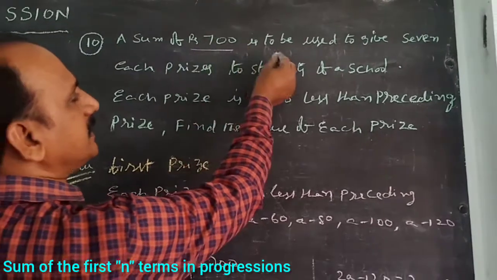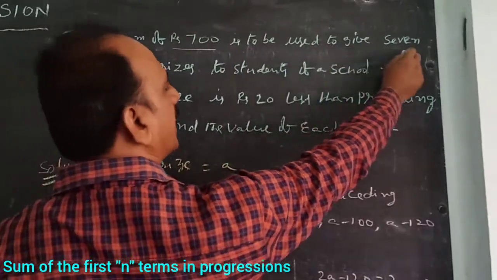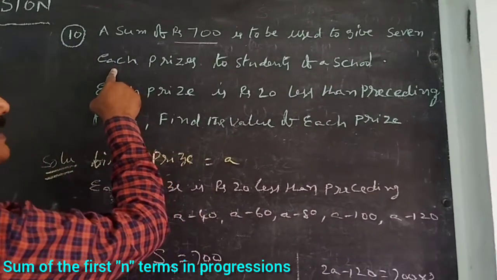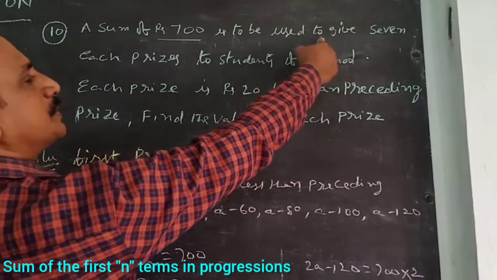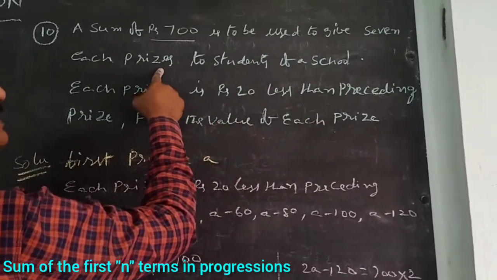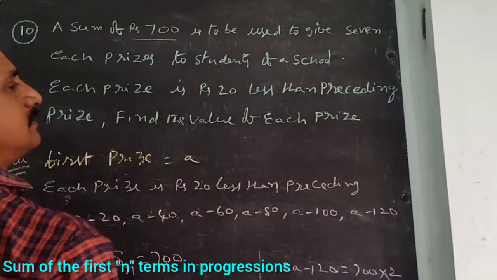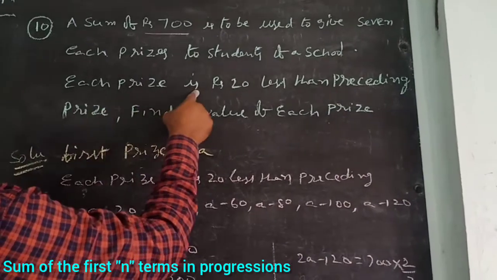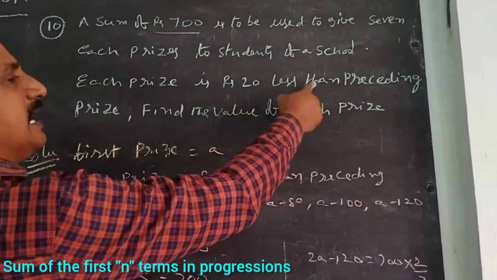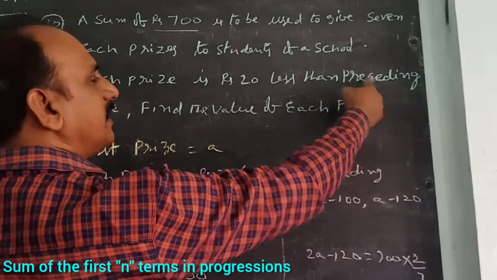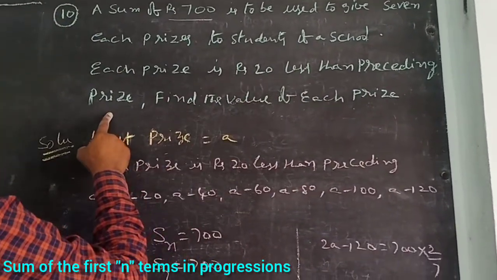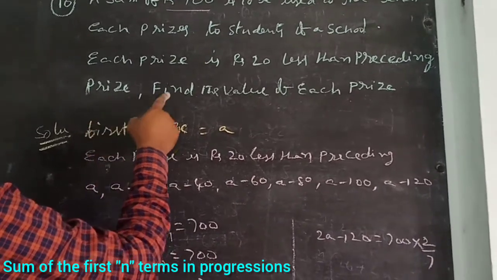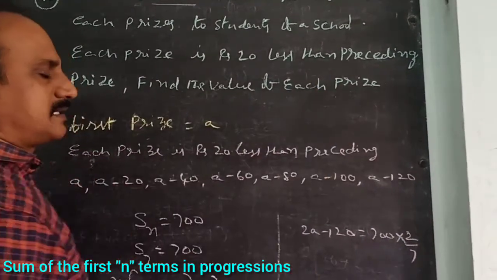700 rupees is to be used to give 7 cash prizes to the students of a school. Each prize is 20 rupees less than the preceding prize. Find the value of each prize.